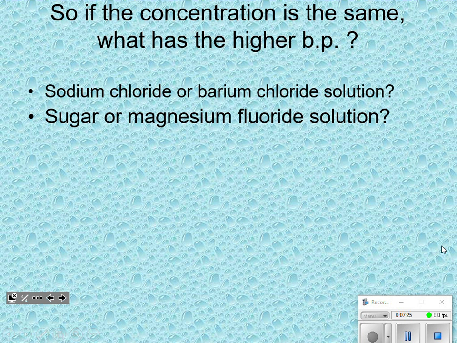One more. Sugar or magnesium fluoride? Probably don't even need the formula for this, because sugar is polar covalent. It's not going to break apart into tiny little ions, unlike magnesium fluoride. Magnesium fluoride is MgF2, so there's 3 particles there. Sugar, there's only 1 particle. So the magnesium fluoride should change that.